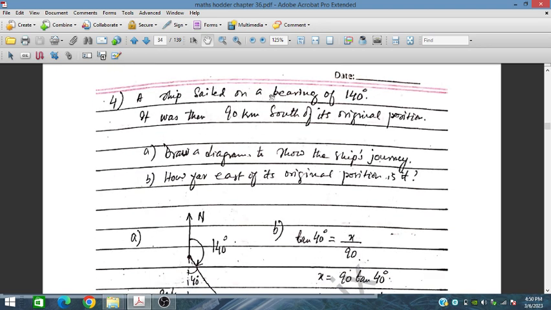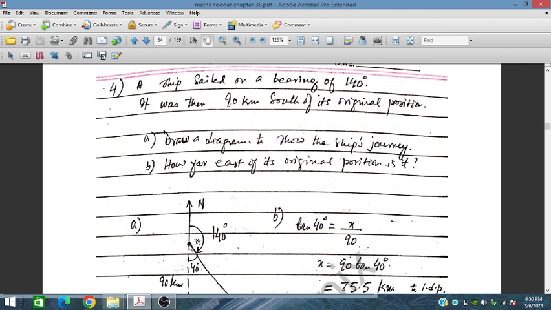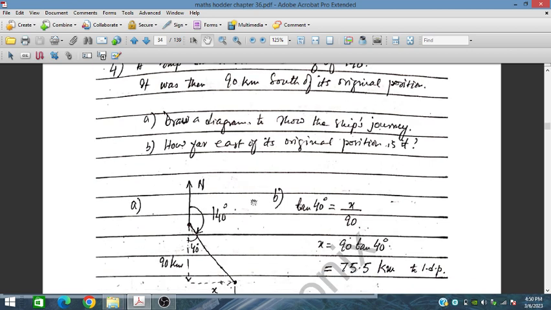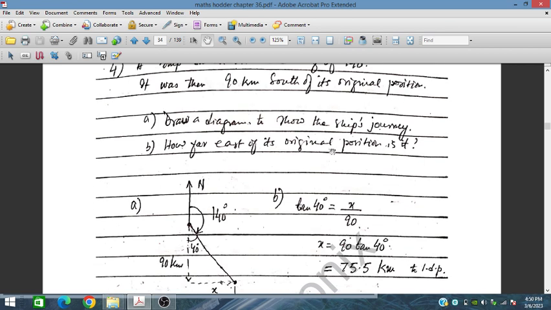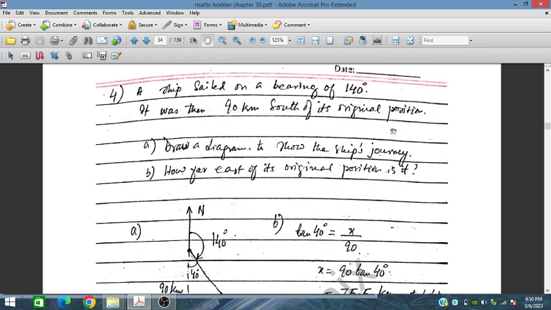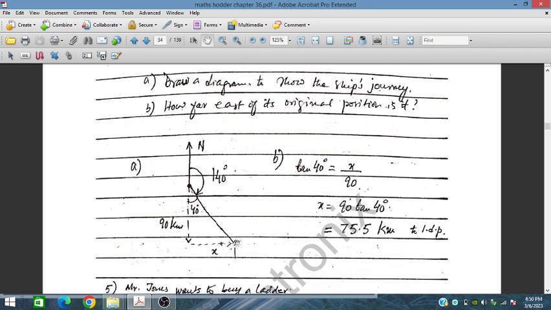A ship sailed on a bearing of 140 degrees. It was then 90 kilometers south of its original position. So it moves to here, and this direction, the south direction, is 90 kilometers. This is 40 degrees because this is 140. So in this triangle this becomes 40 degrees, and we ask how far east of its original position it is.